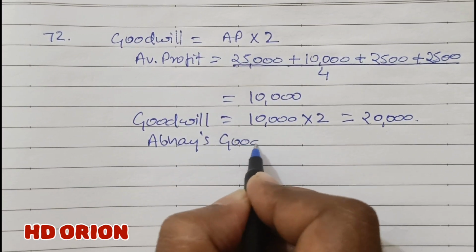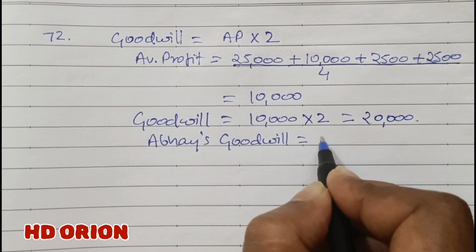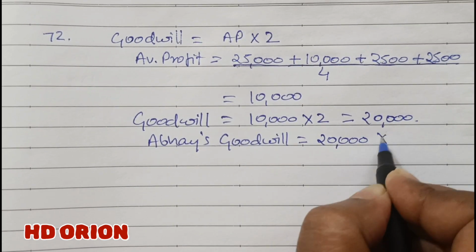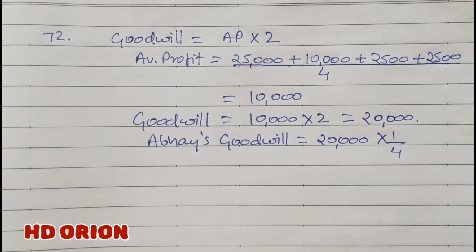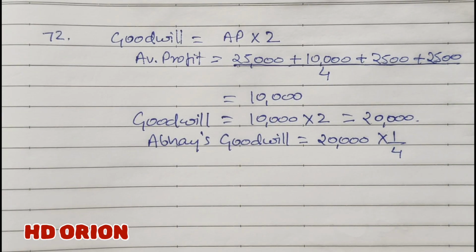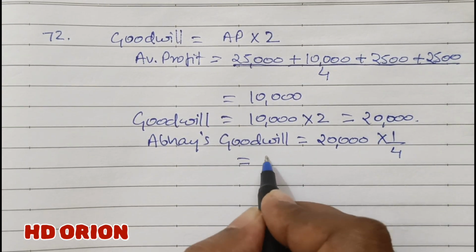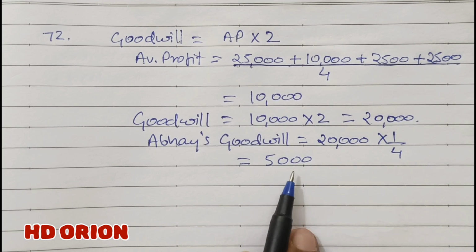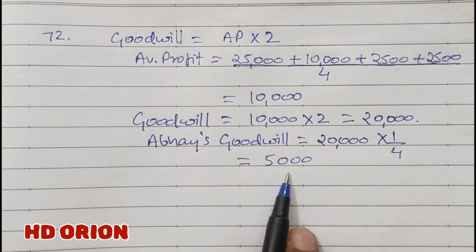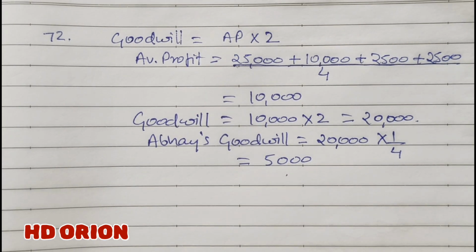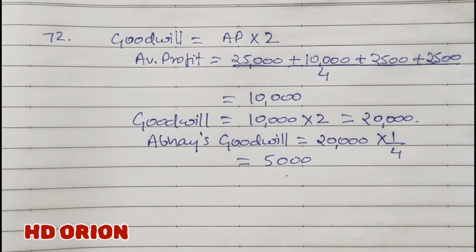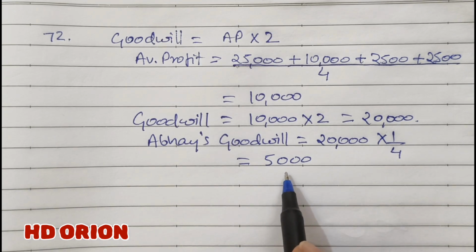Abhay's goodwill is equal to 20,000 and he is in for 1/4 share in the profits. So his portion of goodwill only he will bring, which is rupees 5,000. And this will be given to the old partners or the sacrificing partners because they have sacrificed a portion of their profit to accommodate the new partner, that is in favor of Abhay, and therefore this will be as a reward, it will be given to the old sacrificing partners.